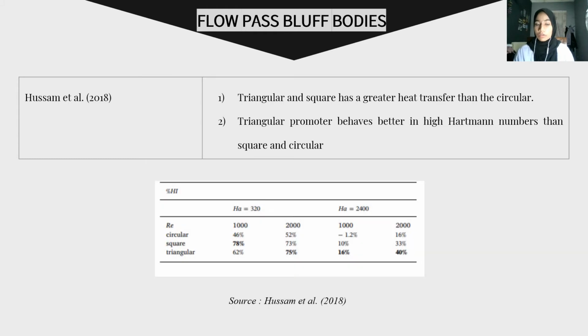According to the data of the heat transfer increment by Husam et al. 2018, we can see when the Hartmann number is 2400, square and triangular behave better than the circular, but in comparison, the triangular behaves better than the square at Hartmann number 2400 by 6 to 7% from the square.